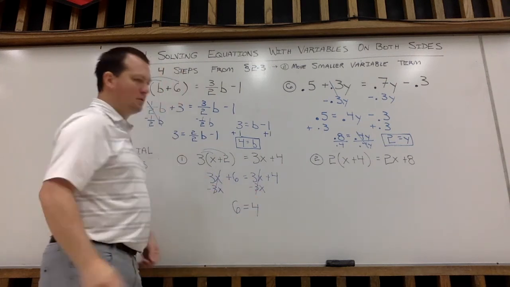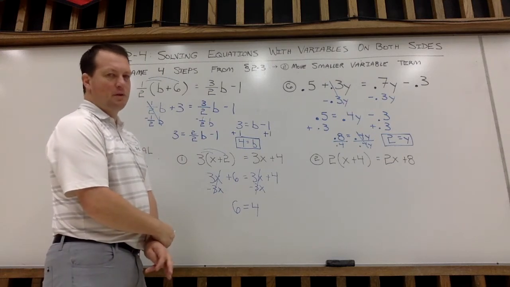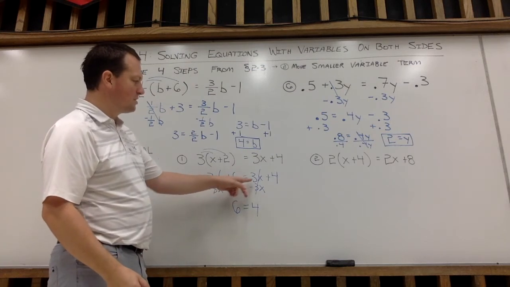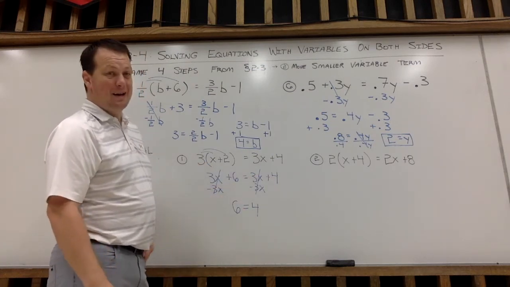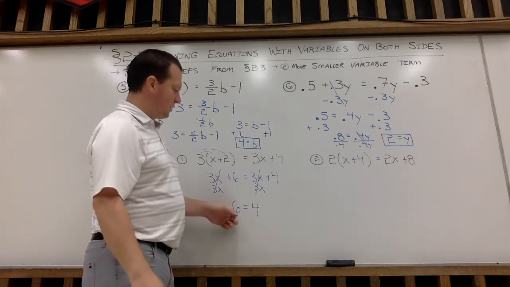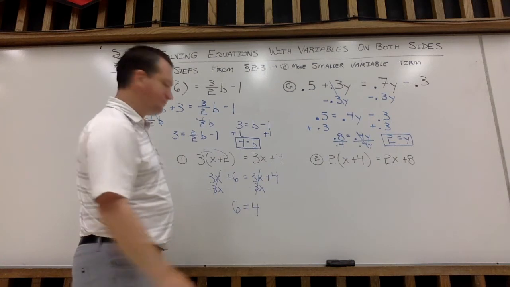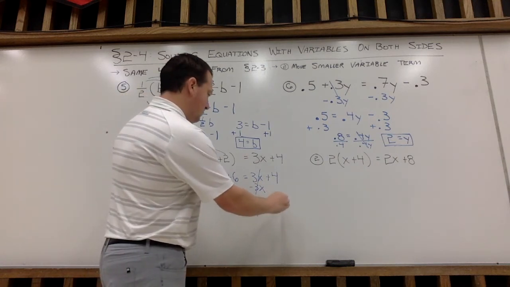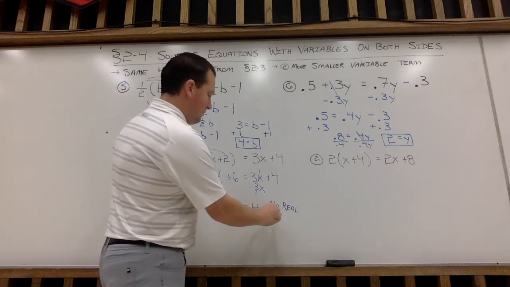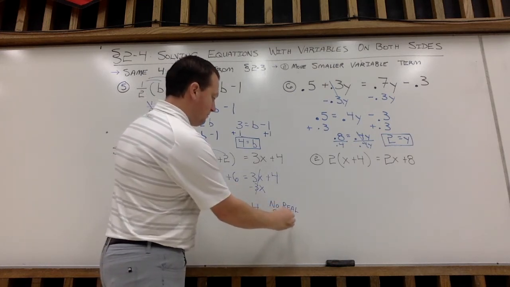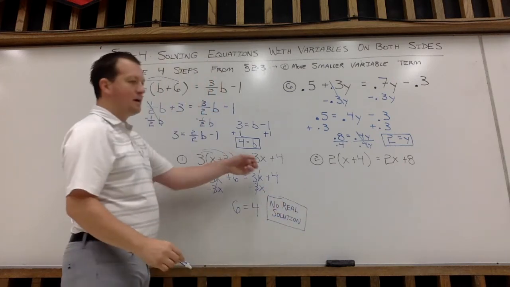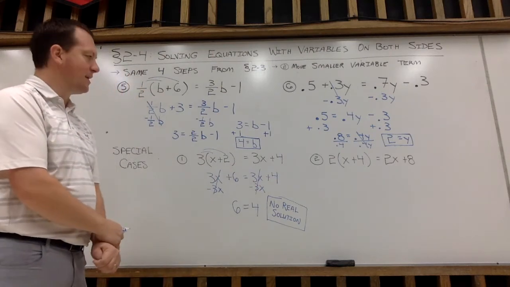So when your variables cancel out, you're going to be left with either a true statement or a false statement. In this case, you're checking, is 6 equal to 4? Absolutely not. 6 and 4 are not the same number. So in this case, 6 equals 4 is a false statement. When you get a false statement after your variables cancel out, there is no real solution. There is no number that you can plug in for your variable, in this case x, that will make the left and the right side equal.